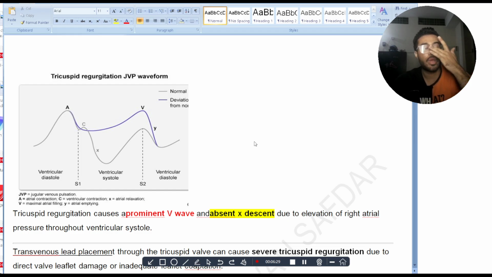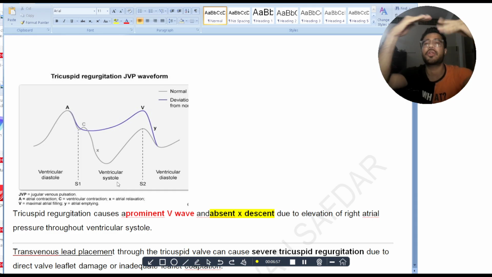So basically, when there is tricuspid regurg, you're going to get an absent X descent. What does it mean when they say absent X descent? It means that there is no descent. You can also say there is a flattening of the X descent, or an absent X descent, and a very prominent V wave. I'm just going to give you the crux of what's happening here. Because of tricuspid regurg, the pressure in the atria during ventricular systole is going to be elevated all around. It's as simple as that. Why?